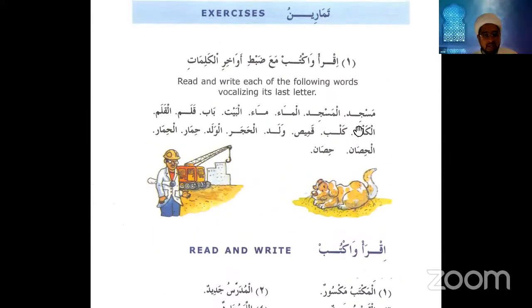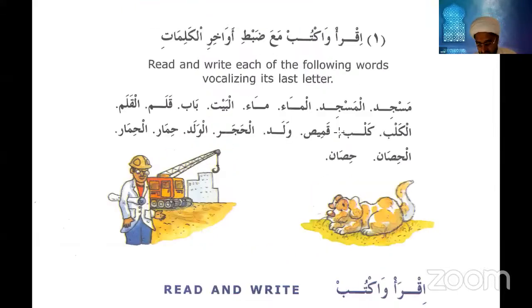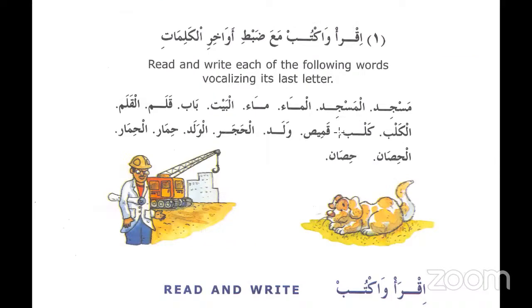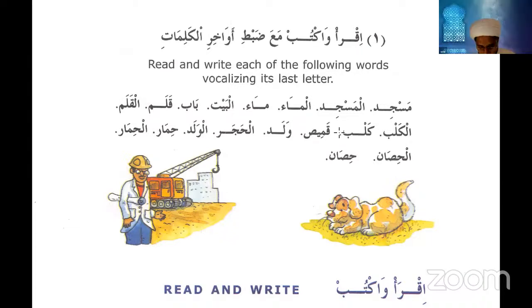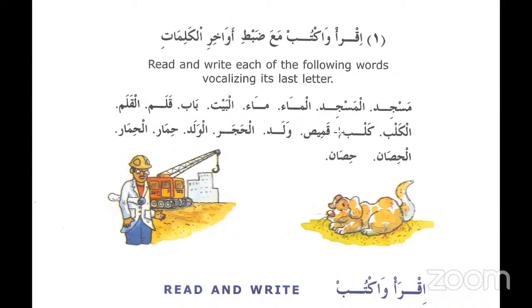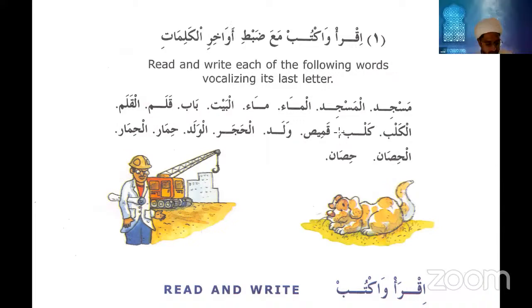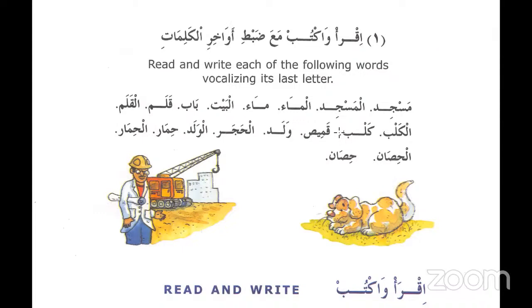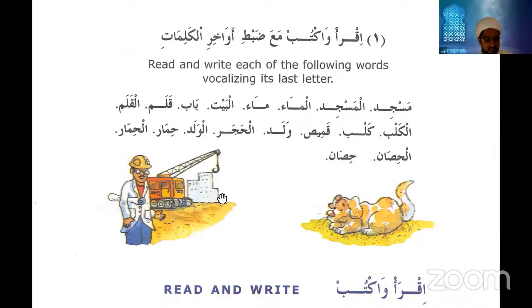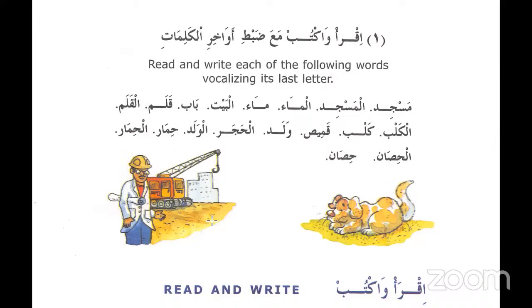Bismillah. Can you kindly now, over here, there are two nouns. One noun is with alif lam and the other noun is without alif lam. So you need to read the correct harakat on each word and translate, please. Masjidun, a mosque. Al-Masjidu, the mosque. Al-Ma'u, the water. Ma'un, water. Al-Baytu, the house. Babun, a door. Qalamun, a pen. Al-Qalamu, the pen.